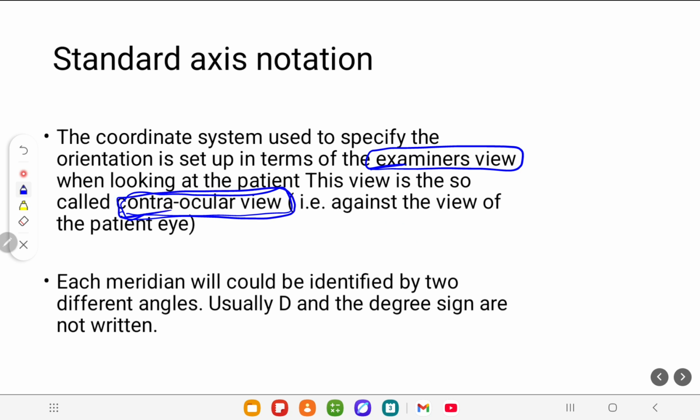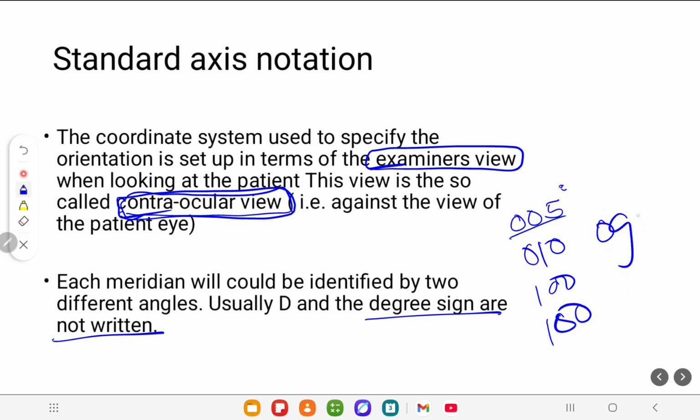Each meridian can be identified by two different angles. Usually the diopter and the degree sign are not noted. Don't write degree signs. It's bad practice. Whenever there is 5 degrees, you write 005, three digits. Whenever there is 10 degrees, you write 010. Whenever it is 100 degrees, it's 100. Whenever it is 180 degrees, it's 180. Whenever it is 90 degrees, it's 090. Use three digits, not a dot. That's not good practice.